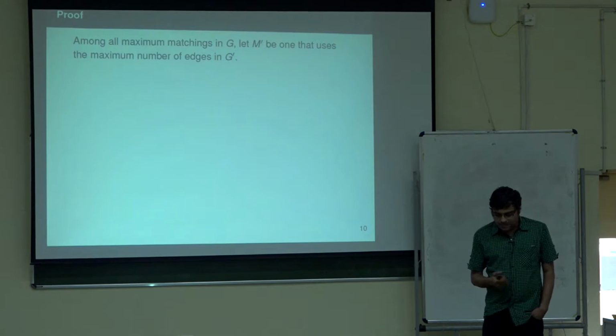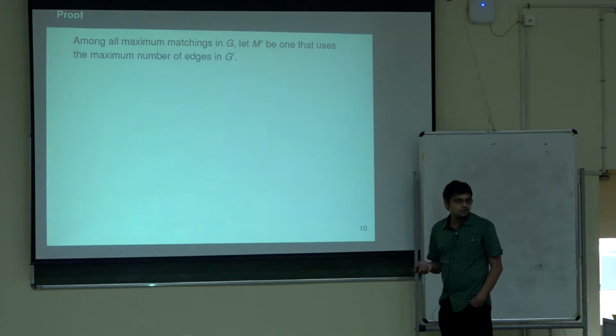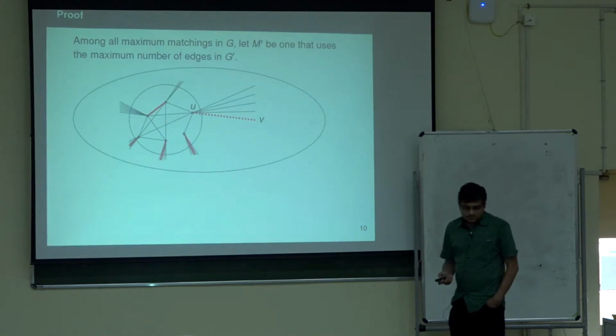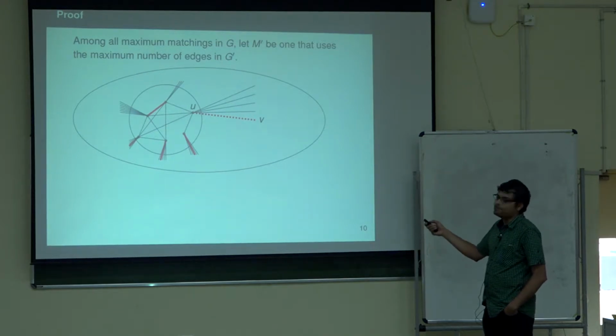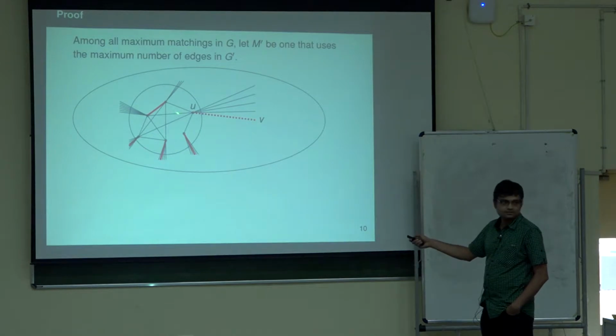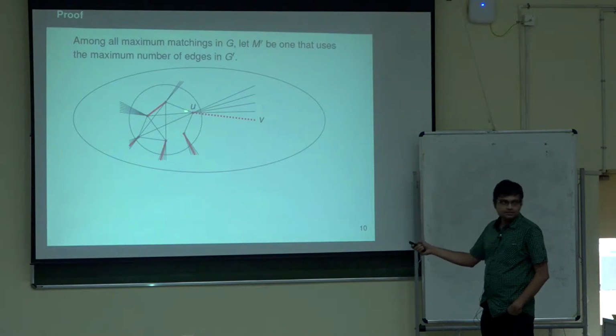So among all the maximum matchings in G, let M prime be the one that uses the maximum number of edges in my core graph. Okay. So the picture may look something like this. These red edges are the matching edges in M prime. One thing to note is that a matching edge cannot be here because one of the endpoints is in the vertex cover. Okay. So if all the edges in M prime are also in my core graph, then I'm done. There's nothing to be done. So let's assume there is an edge UV which is in the matching M prime, but it is not there in my core graph.